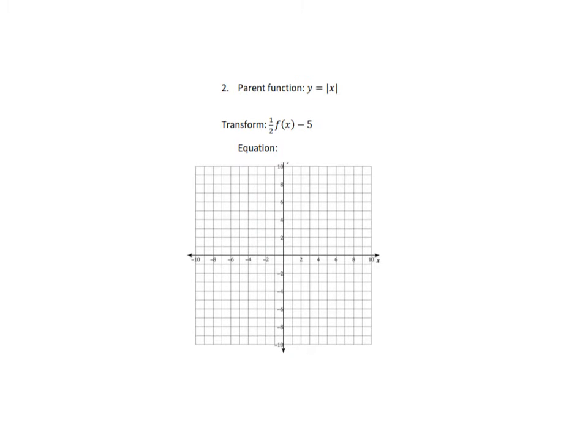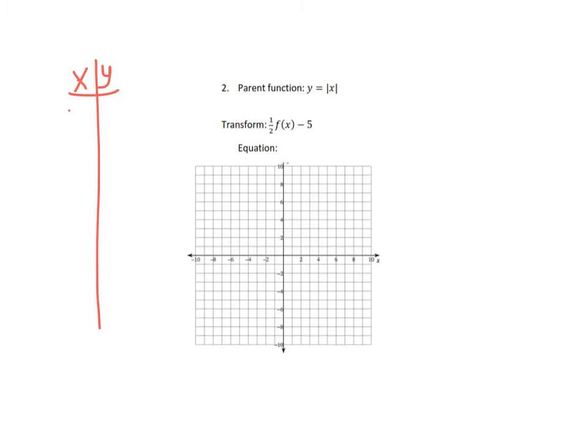Okay, so the parent function y equals |x|. The very first thing we want to do is graph the parent function. Remember, absolute value is the distance from 0. So it's going to remove any negative signs, but if your input is positive, it stays positive.